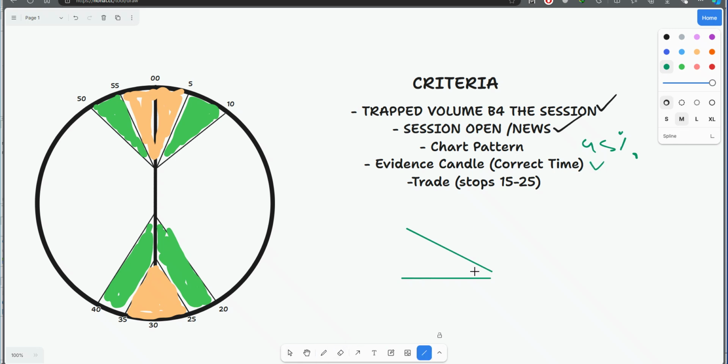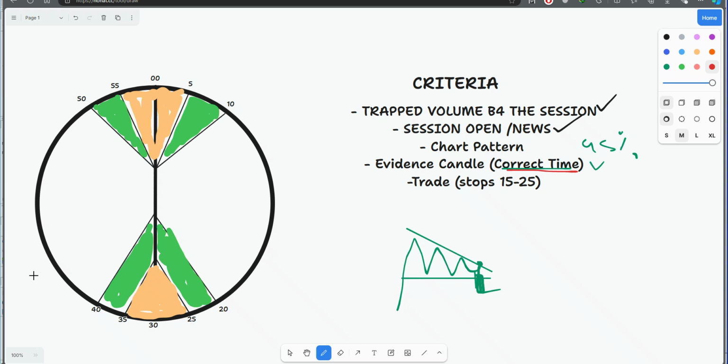Once we have this criteria met, we wait for the evidence candle. The evidence candle is the big breakout candle that breaks out of the pattern. Say for instance, this is our triangle and prices have been doing like this, and then they break to the downside. This must be the biggest candle compared to all the candles from the last touch to where it broke out. This is important because it shows that they have shifted the zones. We are not just waiting for any breakout candle, we are waiting for a breakout candle at the correct time. This is important, at the right time, not any breakout candle.